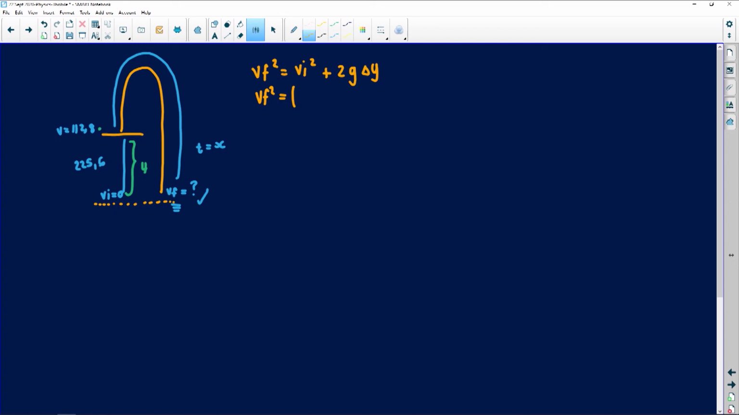I'm told my initial velocity is 112.8. Remember, that is squared, plus 2. Remember, they told me that I need to take up as a positive and I need to take down as a negative. If my down is a negative, gravitational acceleration is always acting down on an object. That'll be negative 9.8. I'm told that it traveled this distance, but before the fuel ran out, it had traveled a distance of 225.6. So that is my distance, which is also negative. It's going down, 225.6.